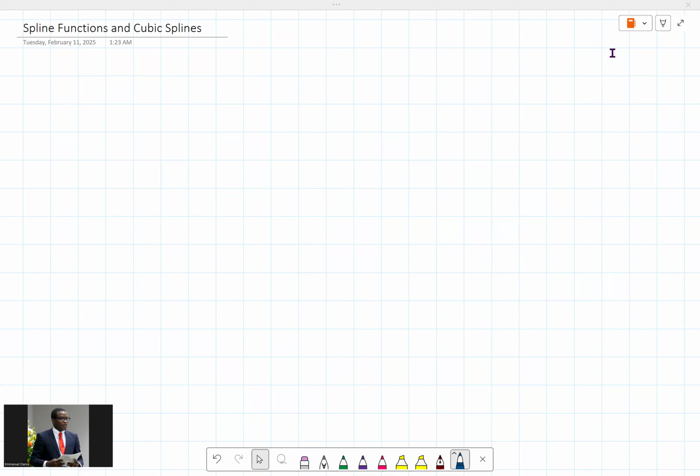Still talking about numerical analysis. We are now focused on interpolations and approximations. And in this particular video, our focus will be on spline functions and cubic splines, which have come to be very useful when we talk about interpolation. So let's start off with the idea of spline functions.